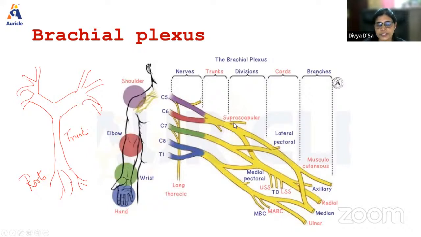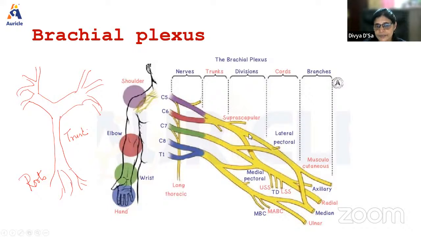Then the trunks further divide. Each trunk will divide into an anterior division and a posterior division. So here you can see the trunk is divided into an anterior and a posterior division. So these are the divisions. The trunks divide into divisions, and the divisions later form the cords.